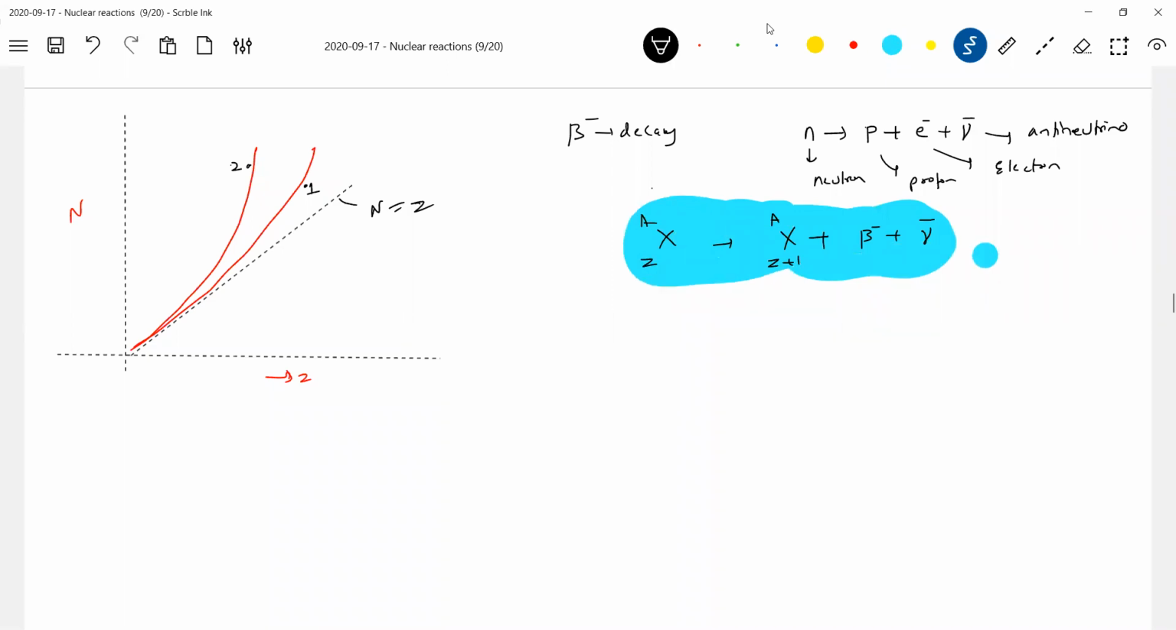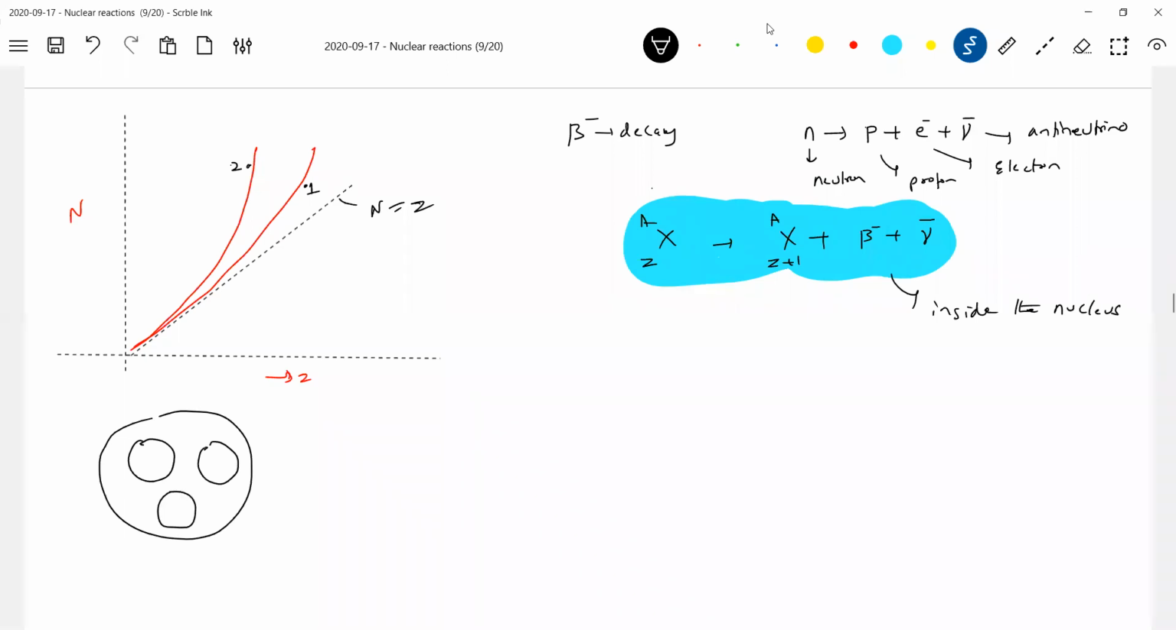Inside the nucleus, a neutron can get converted into a proton. Basically, what is a neutron? Neutron is not an elementary particle. It's not a fundamental particle. It is made up of quarks. Of course, all these are not there for the syllabus. Just have an idea of that. So inside the nucleus, the neutron is made up of quarks.